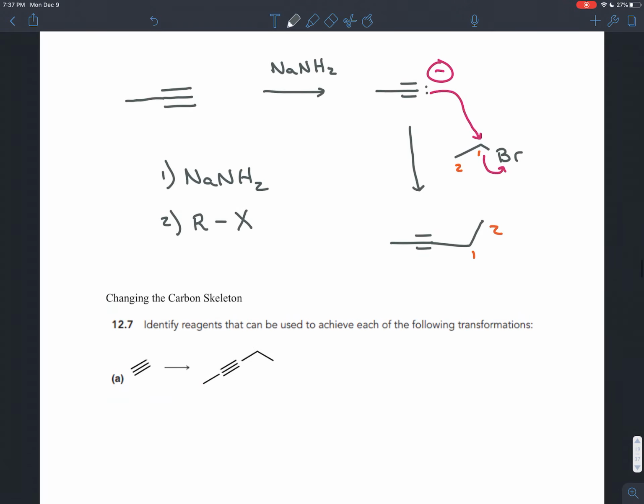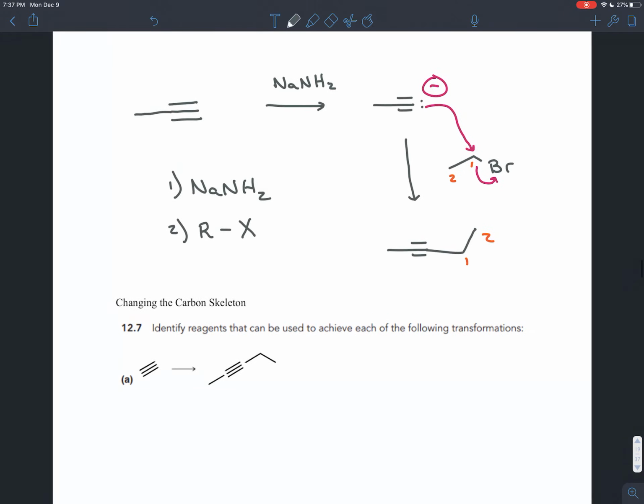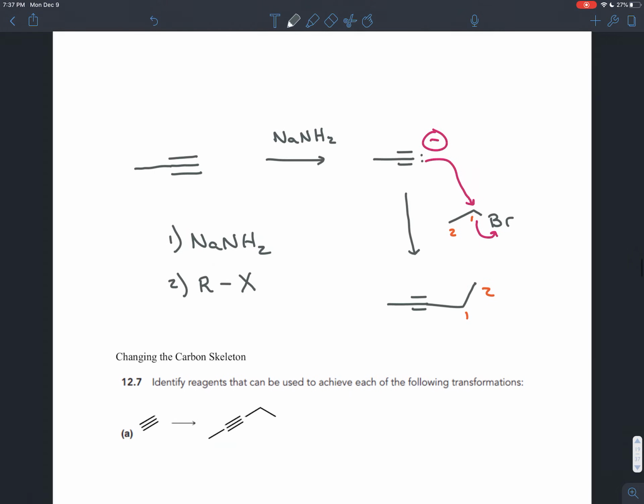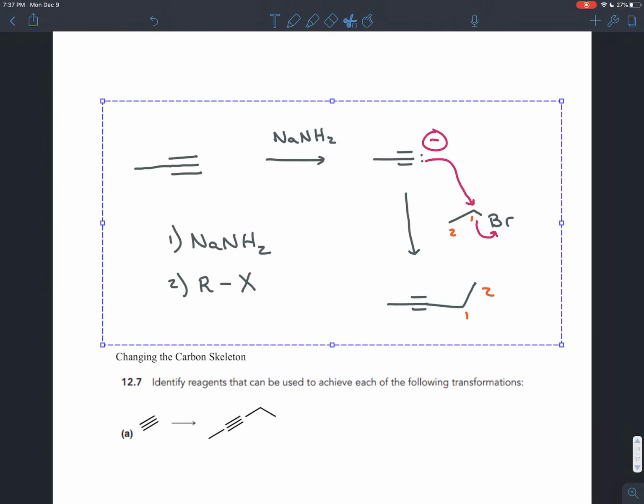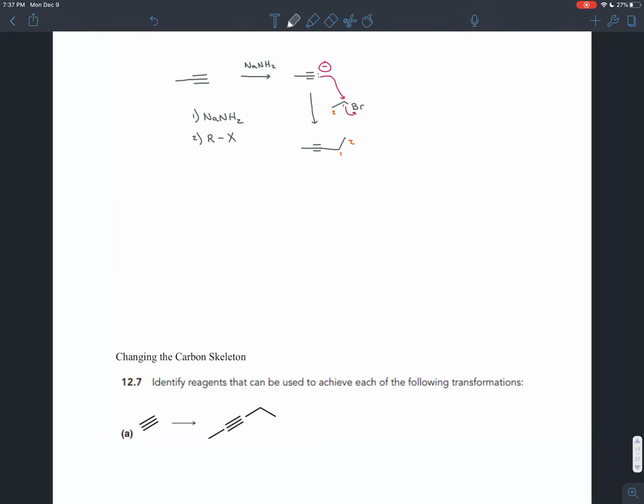If you see that the number of carbons gets bigger as you go from the left to the right of a reaction, then you know to do these two steps. And depending on how many carbons you want to add, you can make the R group there larger or smaller. So that's one way to change a carbon skeleton. That's how you add carbons onto a skeleton.